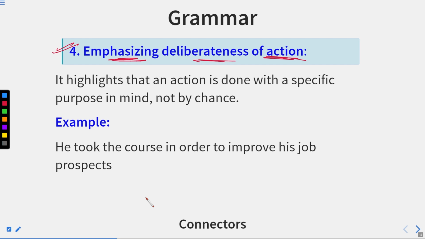He took the course in order to improve his job prospects. So his main motive was to improve his job prospects. That is why he took the course. He took the course not just by chance. It was, you can say, intended. It was deliberate. It was his intention to do that. So it is not just by chance or a random pick.